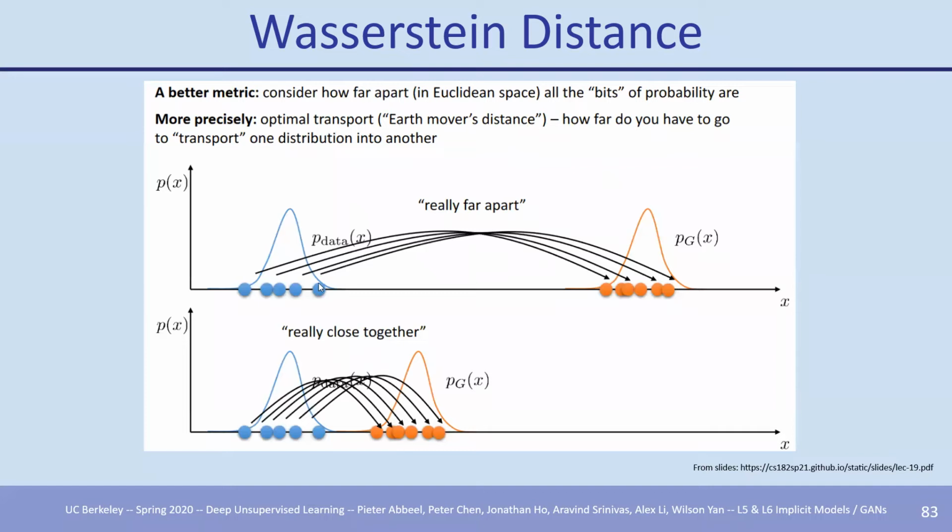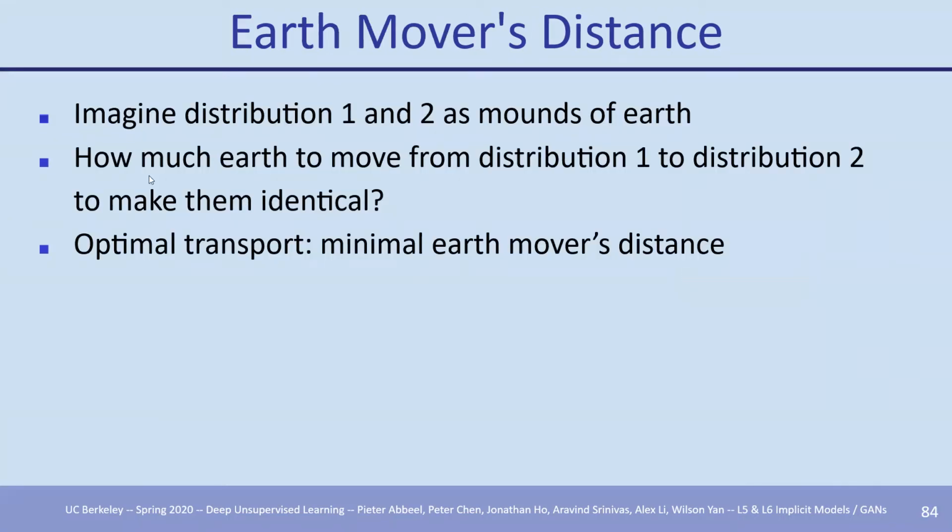So the basic idea is, how far do I have to move stuff from here to create this other distribution? Let's imagine distribution 1 and distribution 2 as mounds of Earth. It's in one place, the other one is another mound of Earth. So these are two distributions, right? So the question is, how much Earth do I have to move from distribution 1 into distribution 2 to make it look like distribution 1?